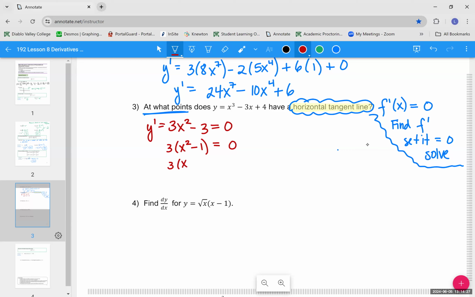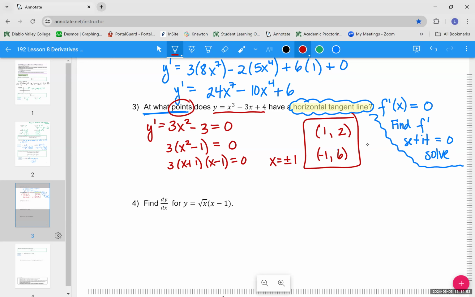We'll go ahead and just factor here. And so you can see that you have 2 values where x is plus and minus 1. It did ask us for points, so we could plug those 2 points into the original function to get the y values. So these would be the 2 points where that function has a horizontal tangent line.